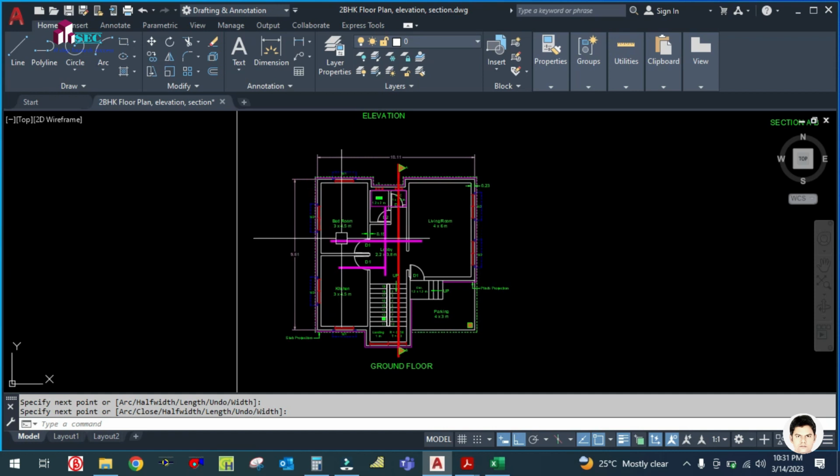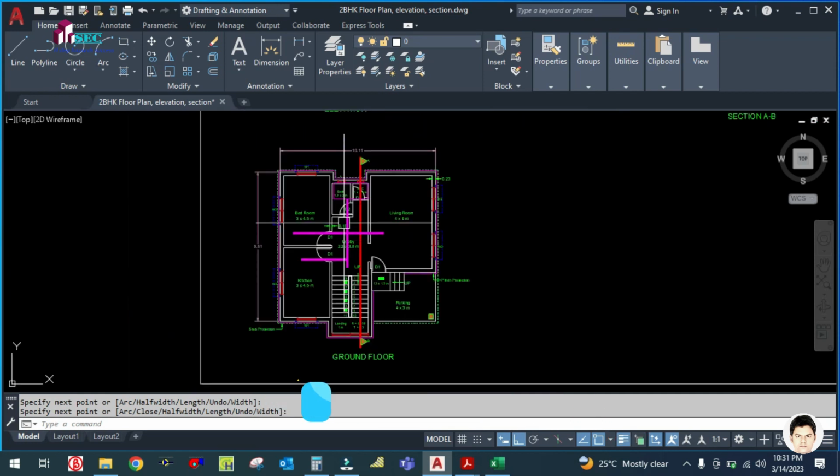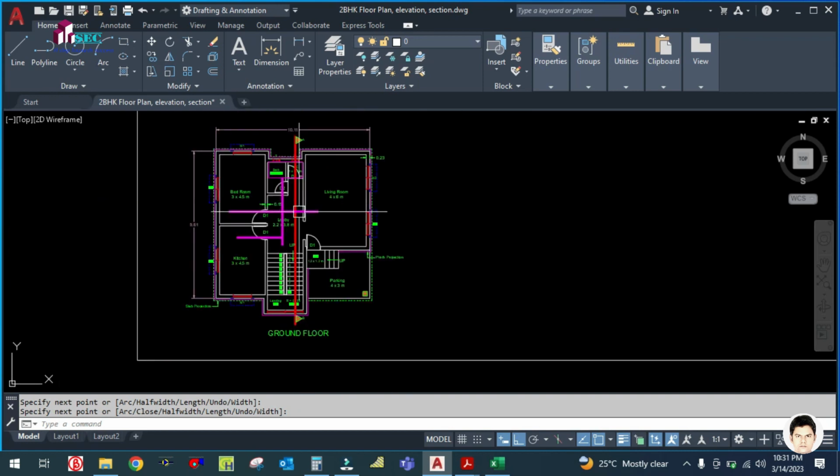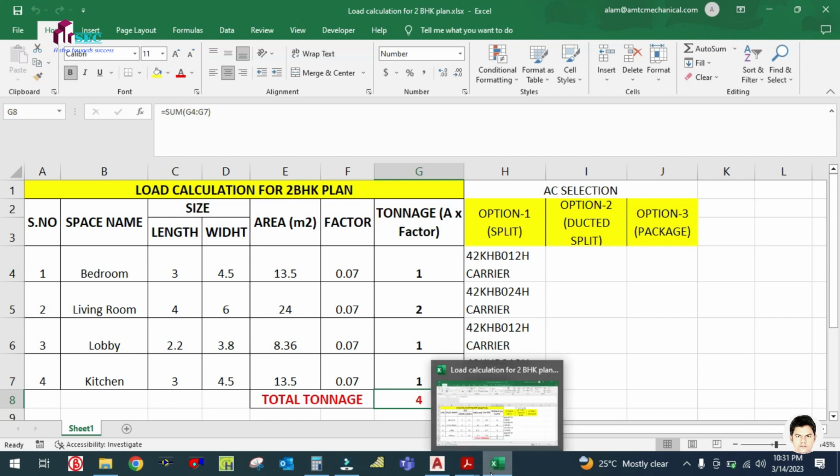So in my previous tutorials I have explained how to select the ducted split unit. So in this tutorial we will continue with our third option, that is package AC selection. So for package AC, we have to select this. Our calculated tonnage is 4 ton, so we have to select the AC higher than the calculated tonnage.